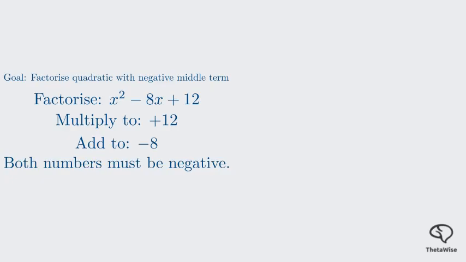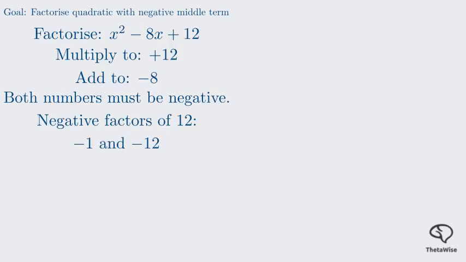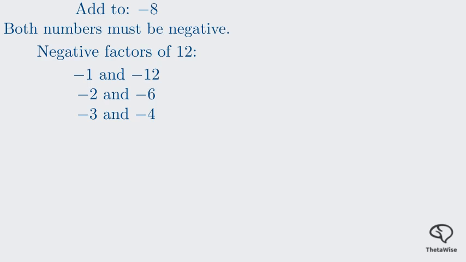Let's list the negative factor pairs of 12. Here are the factors of 12. Negative 1 and negative 12, negative 2 and negative 6, and negative 3 and negative 4. Now, let's find which pair adds up to negative 8. Negative 1 plus negative 12 is negative 13. Negative 2 plus negative 6 equals negative 8.